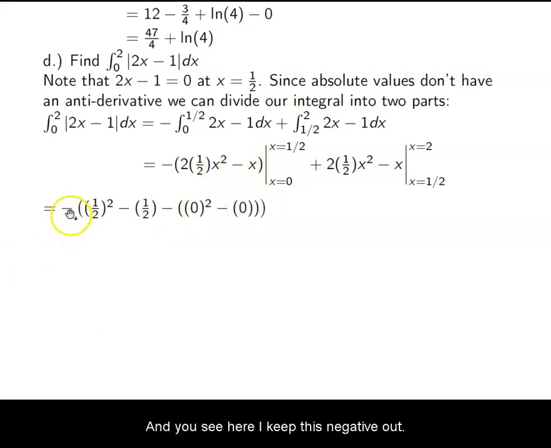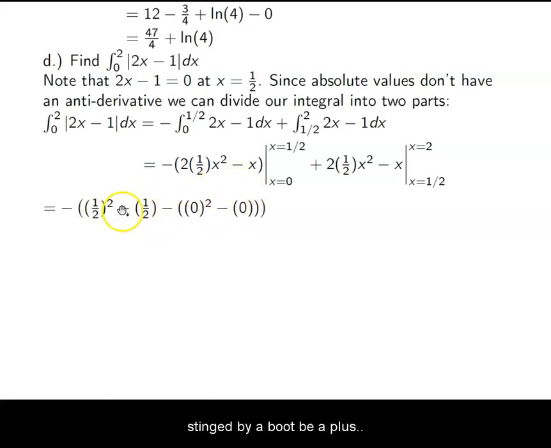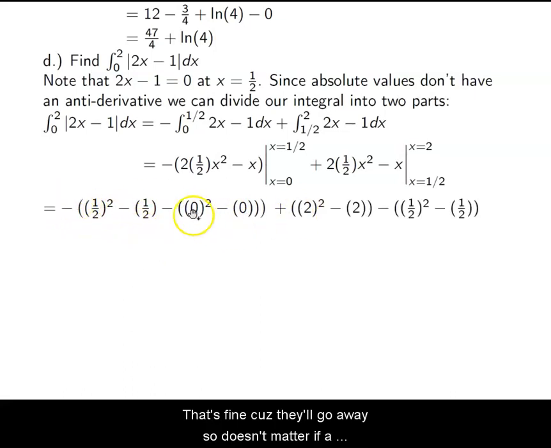And you see here I keep this negative out front, so that will distribute to each piece. The 0 minus 0 goes away, so we don't have to worry about that here. I think my notation's off a little bit. I think I should be closing this parentheses as well, because if you think about it, it would be a plus, right? So negative and a plus, but it's fine because the zeros go away, so it doesn't matter about this bad notation. Here, it's pretty straightforward.